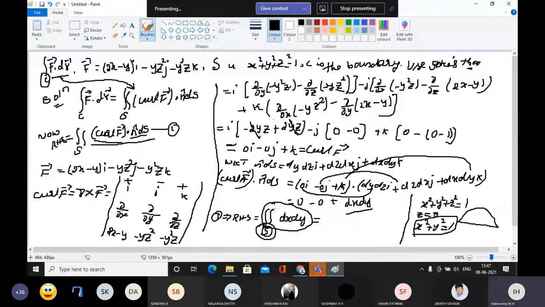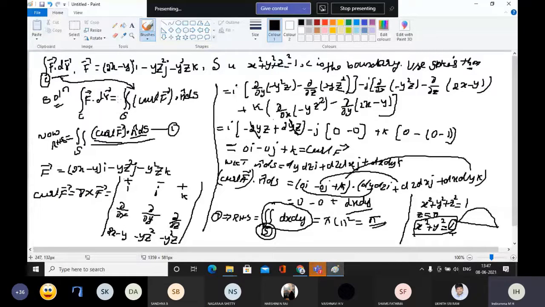What is the area of a circle? Pi r square. What is r here? Radius, in x square plus y square equal to 1, is 1. So pi into 1 square. So the value for the given integral will be pi. Did you clear? Yes, ma'am. This is the answer we got.